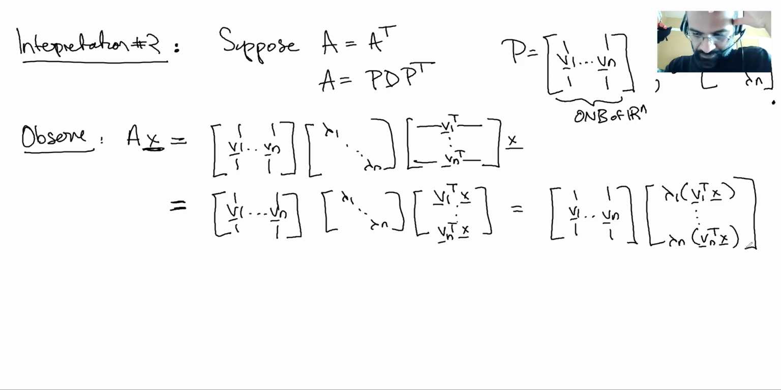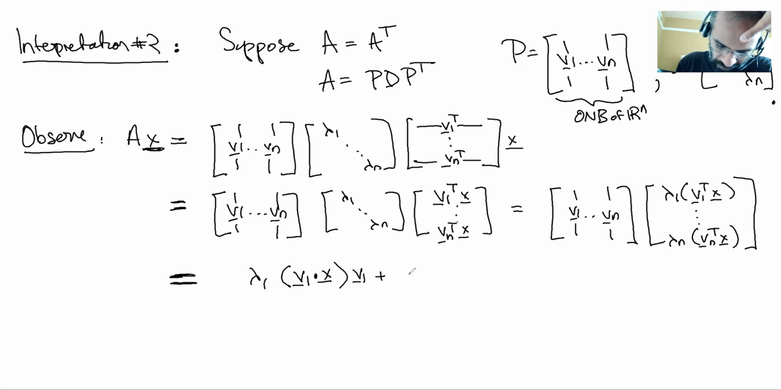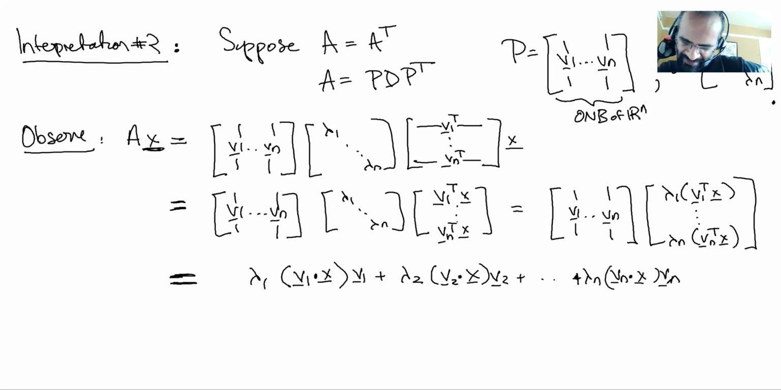Any questions so far? Okay. And now using the other interpretation of matrix vector multiplication, if I multiply a matrix by a vector, I'm just taking a linear combination of the columns, right? So I'm going to get lambda 1 times v1 dot x times v1, plus lambda 2 times v2 dot x times v2, all the way up to lambda n times vn dot x times vn. Anybody recognize this? It's like the projection formula, except you now have lambdas in front of the terms.